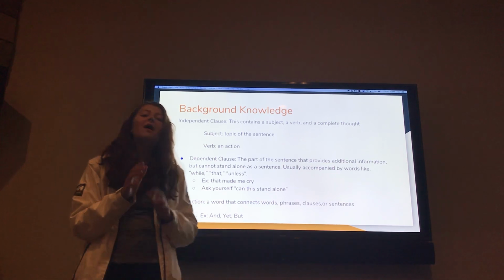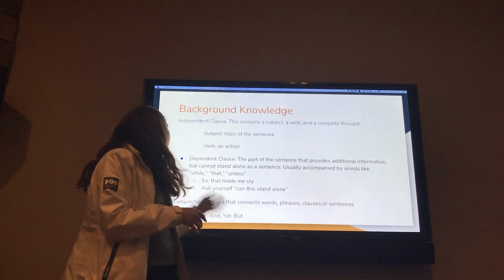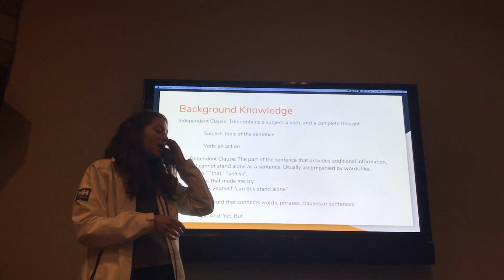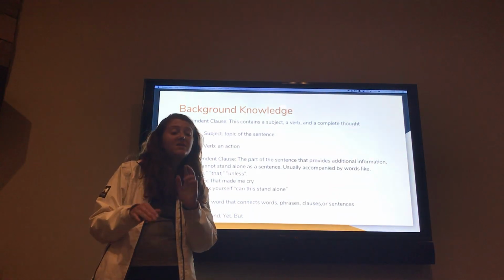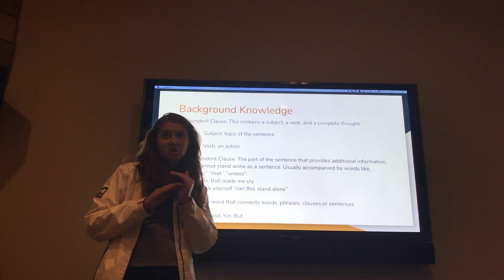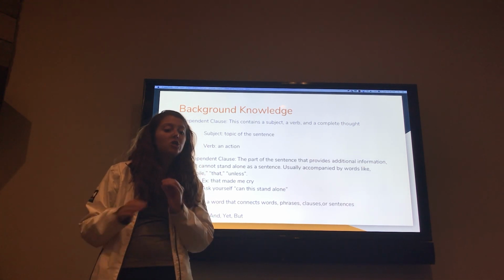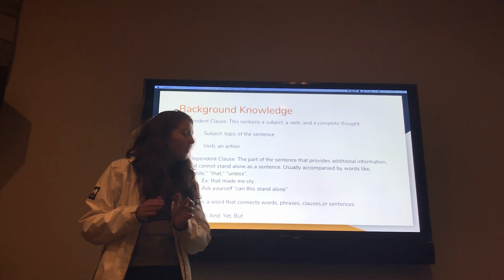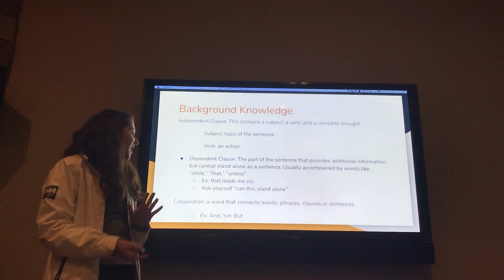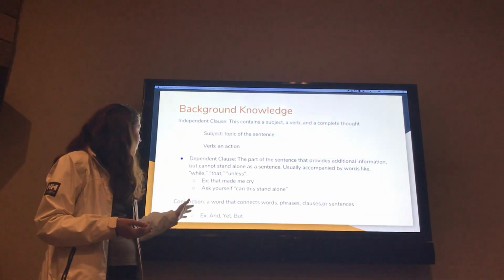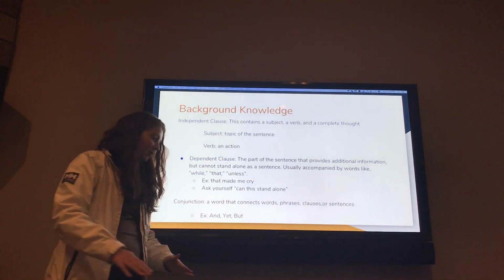Another important word to know is conjunction. A conjunction is a word that connects words, phrases, clauses, or sentences. And it's an important fact to know because a semicolon does not have a conjunction at all. Never. If there's a conjunction in the sentence, there is no need for a semicolon. An example of a conjunction is and, yet, but. So, if you ever see these, you cannot use a semicolon.